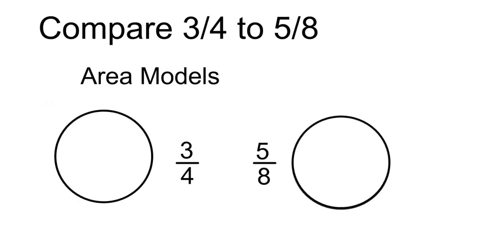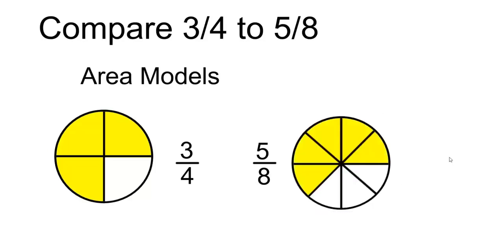Compare 3/4 to 5/8 using area models. For 3/4, since 4 is the denominator, divide the shape into 4 parts. Then shade in 3 of the 4 parts. For 5/8, divide the shape into 8 parts and shade in 5 of the 8 parts. Then look at your 2 fractions and your 2 models and find out which has more shaded parts. 3/4 is more shaded than 5/8, and therefore it's larger than 5/8.